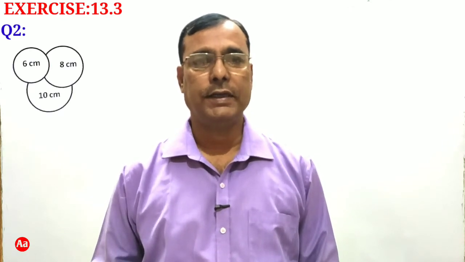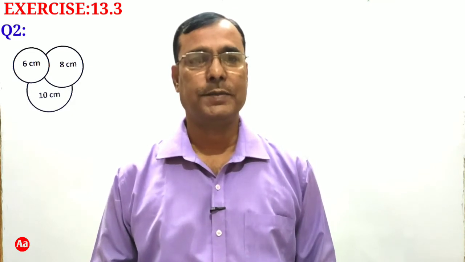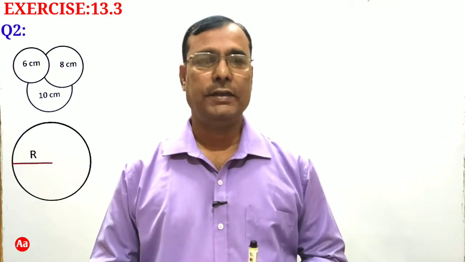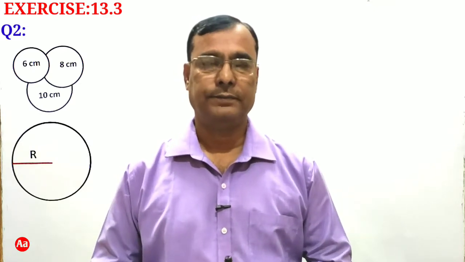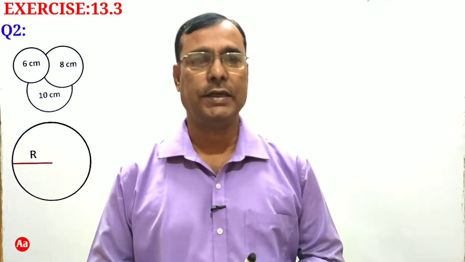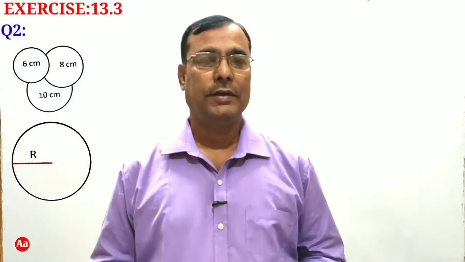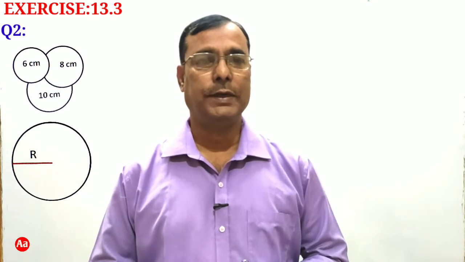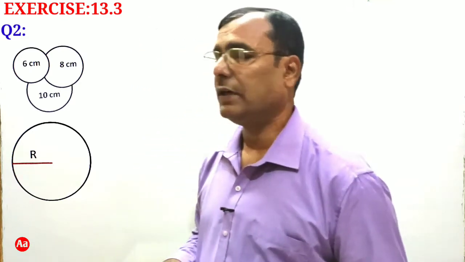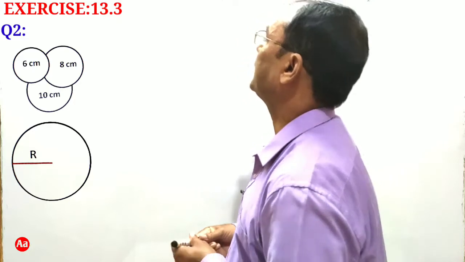Metallic spheres of radii 6 centimeter, 8 centimeter and 10 centimeter respectively are melted to form a single sphere. Find the radius of the resulting sphere. There are 3 spheres of radii 6 centimeter, 8 centimeter and 10 centimeter. They are melted together and a single sphere is formed. We have to find radius of this single resulting sphere. So let R be the radius of the single new resulting sphere.